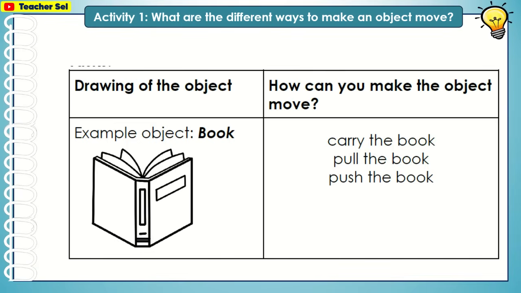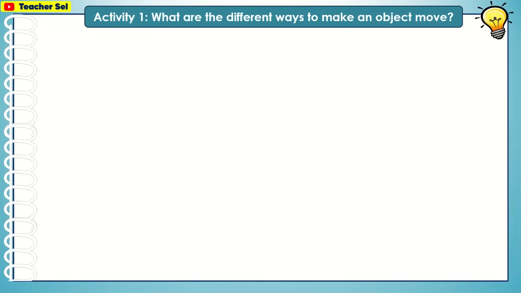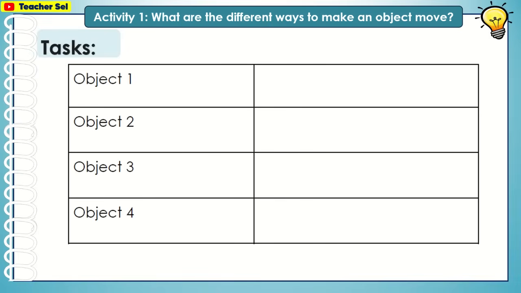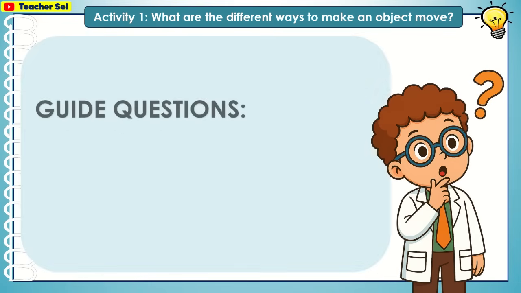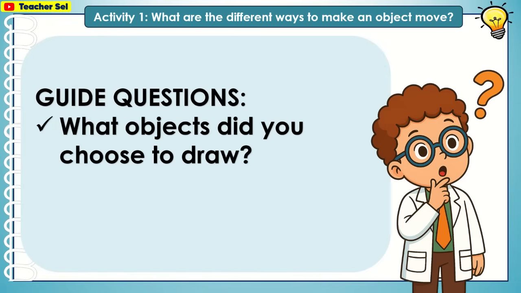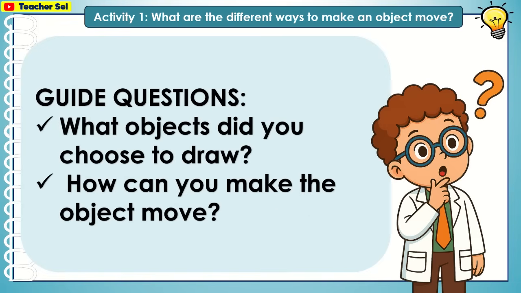In the first column, drawing of the object, example object is book. In the second column, how can you make the object move? The answer: carry the book, pull the book, or push the book. Here is the column or chart to be completed. What objects did you choose to draw? How can you make the object move?